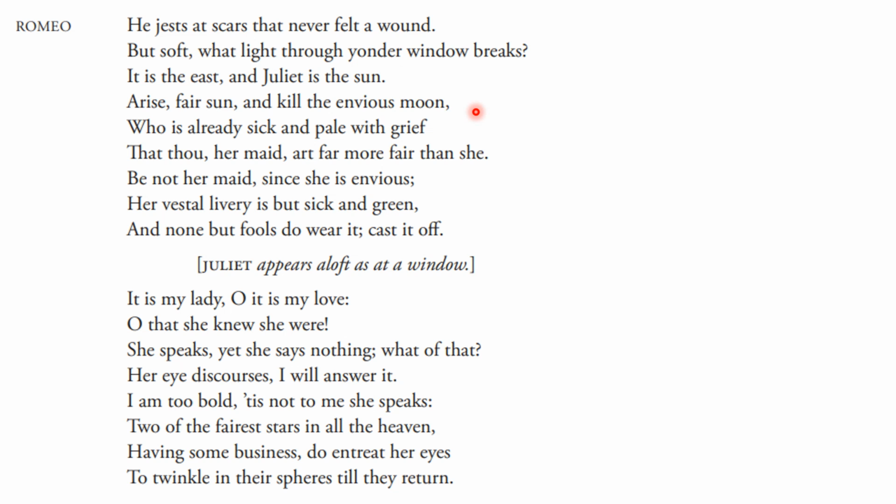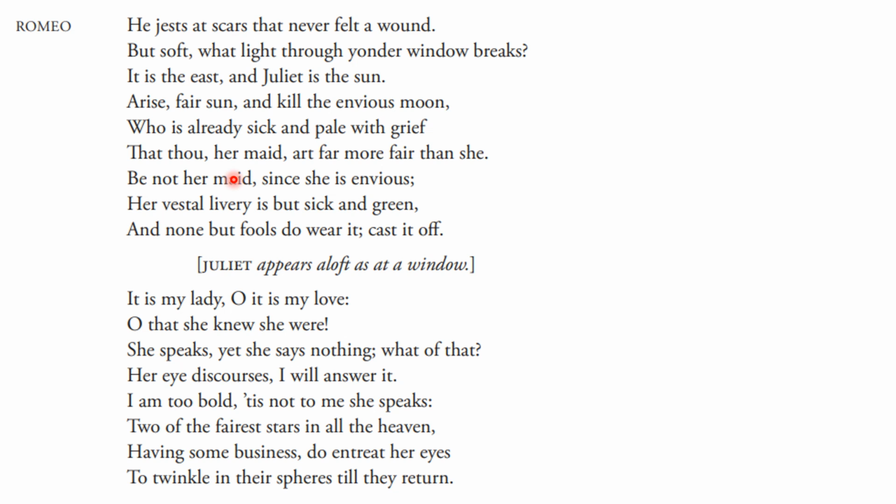He then says, "Arise, fair sun, and kill the envious moon, who is already sick and pale with grief, that thou, her maid, art far more fair than she." He says, rise up, beautiful sun, and kill the jealous moon, who is already pale and sick with grief because you are more beautiful than she is. So this image of Juliet being so beautiful that it makes the moon jealous, that she can kill the jealous moon. Then he plays on words here. He refers to Juliet being a maid of the moon, and that's a reference to the power of astronomy, which links to the ideas that the stars and astronomy are higher powers that dictate our lives and predetermine our fates.